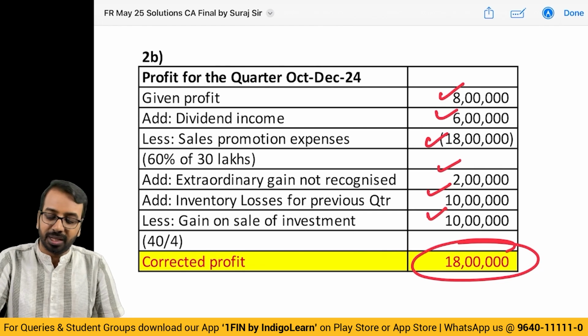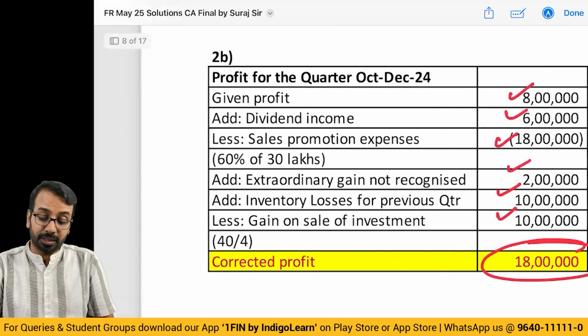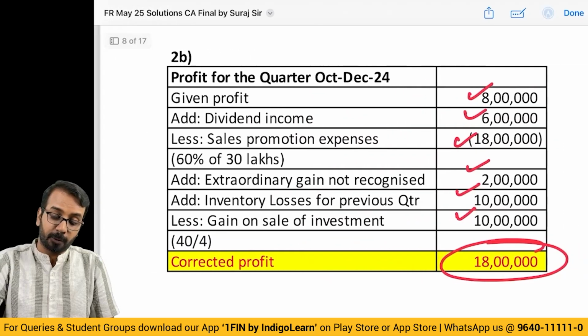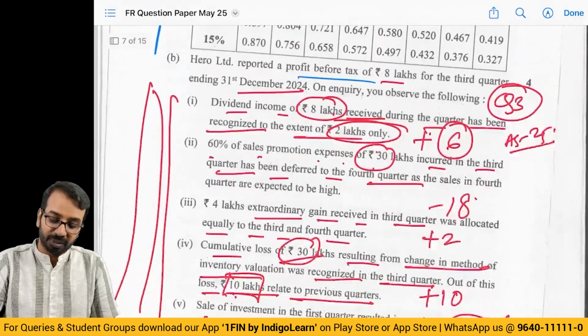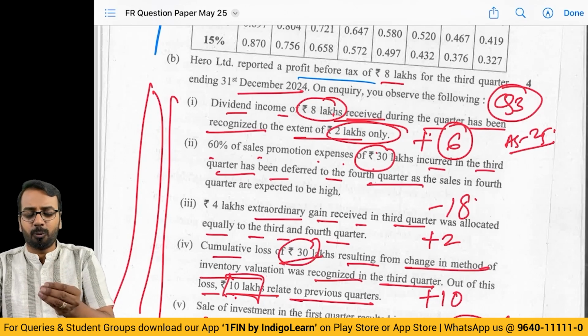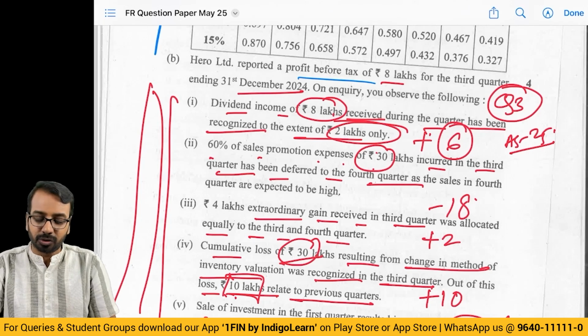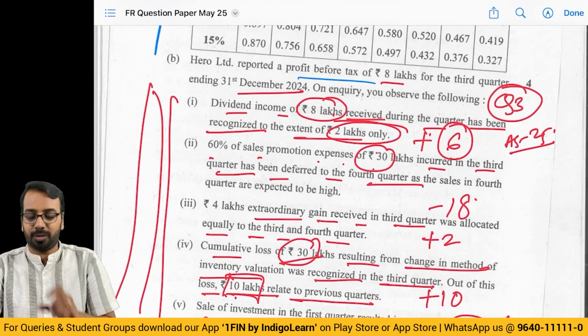Now here also, if 1 or 2 adjustments went wrong, still you could have secured marks. I think it was a 4 mark question, and there are 5 adjustments and the correct profit number is the 6th adjustment. So maybe for every 2 adjustments you will get 1 mark and for the final number you will get 1 mark. So still you would have been able to score 2 or 3 marks.